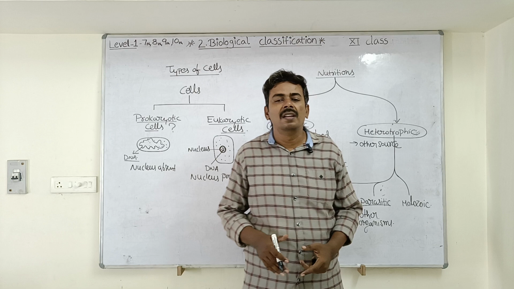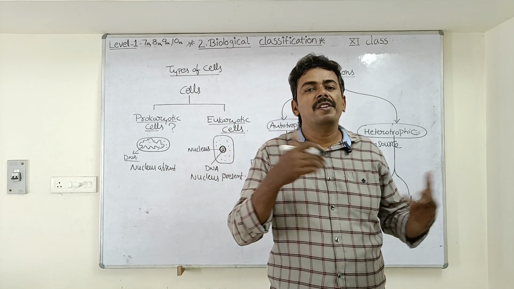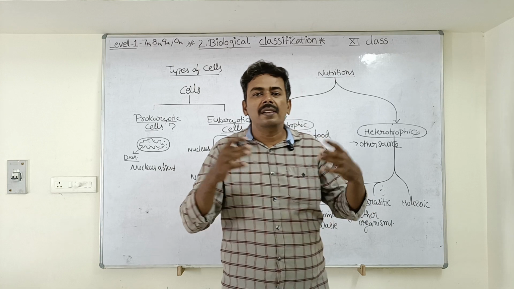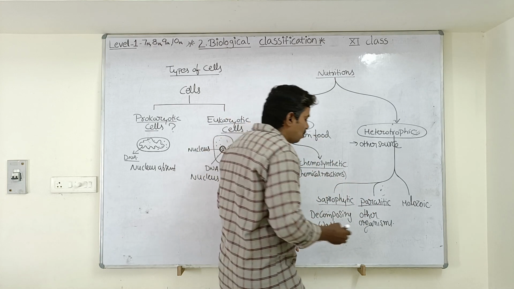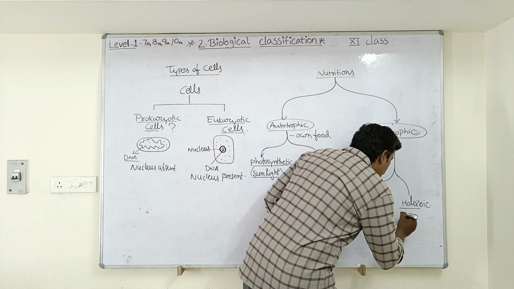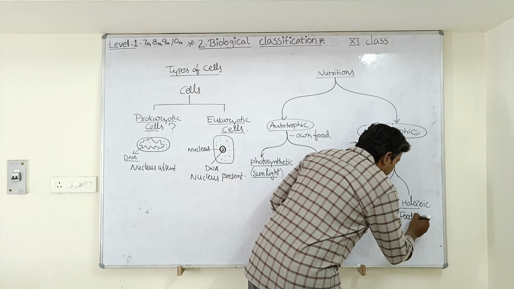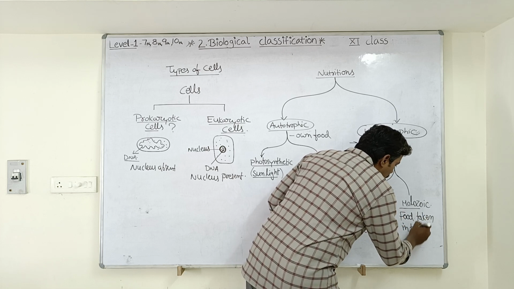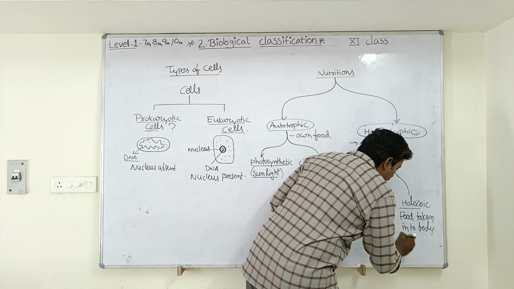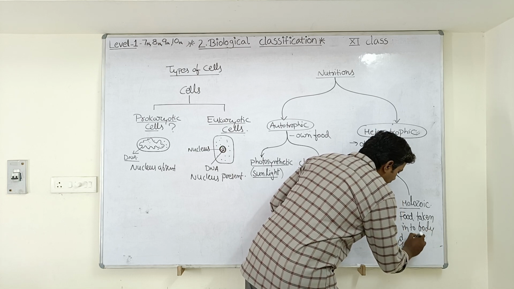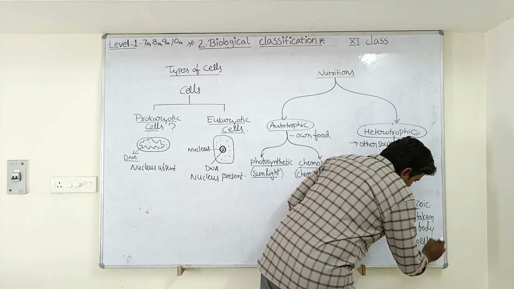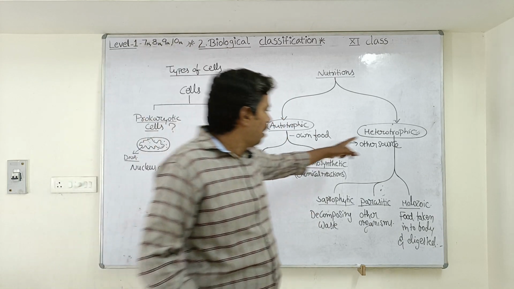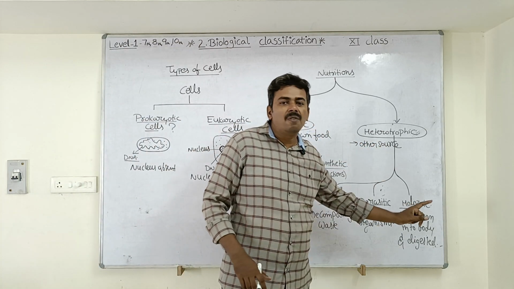It is seen in animals. Animals, they consume entire food into their body and they are going to digest that food material and obtain the energy out of it. So food taken into body and then digested internally. So it is called as holozoic nutrition. So these are the three types of heterotrophic nutrition.